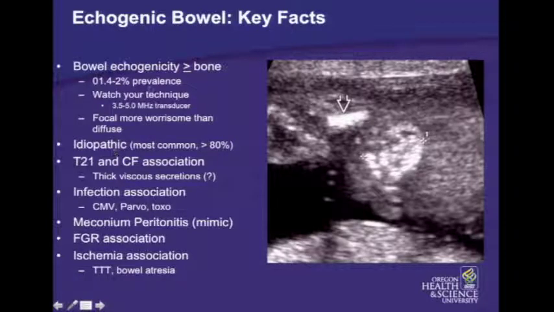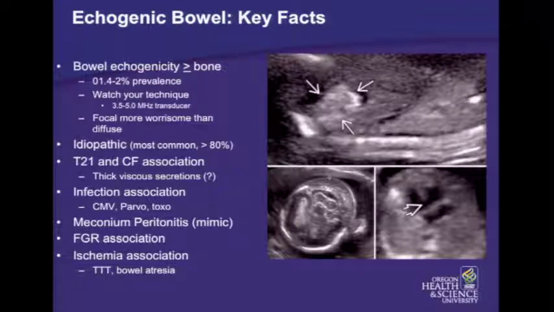Most commonly, this is a very prevalent finding, and most commonly, the fetus is normal. However, there are associations with trisomy 21, cystic fibrosis, infection, Meconium Peritonitis, which I think of as a mimic. It has a different pattern. Fetal growth restriction is an association, as is bowel ischemia, including situations that are complications of twin-twin transfusion and bowel atresia.